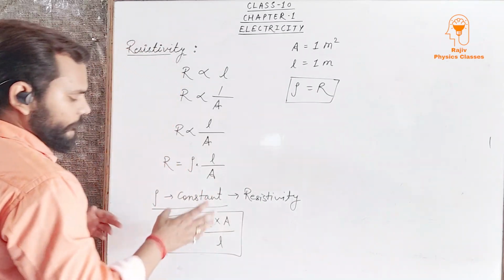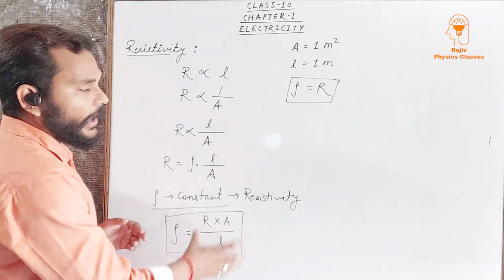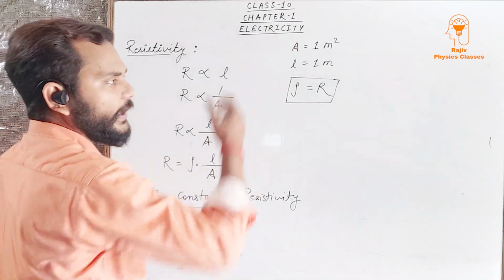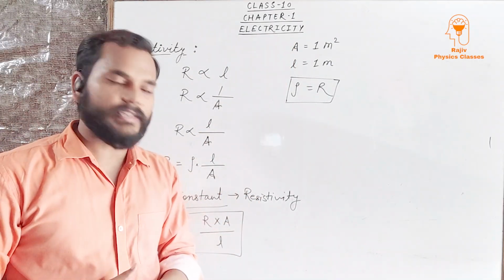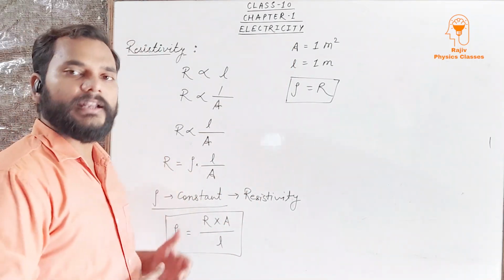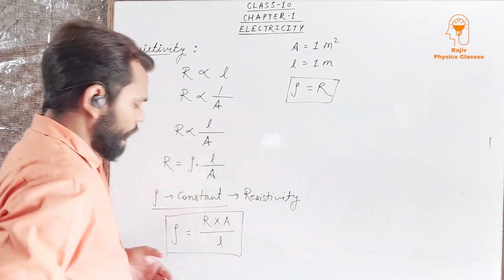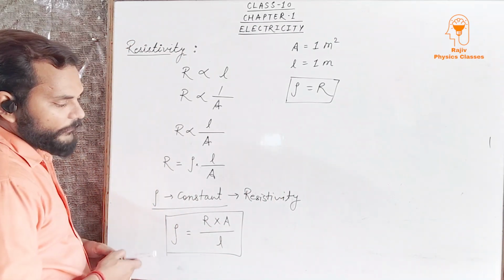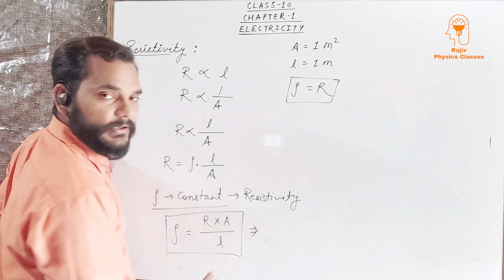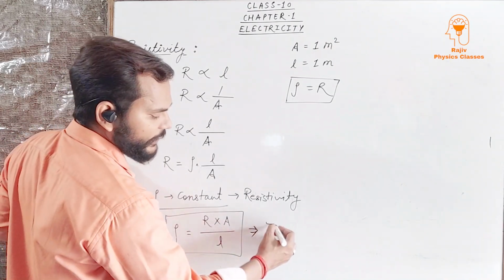So this is the formula of resistivity, and from this formula, if I consider A and L as unity, then we can see here rho is numerically equal to R, and hence we define resistivity. On the basis of this formula, if I ask what is the SI unit of resistivity, can I write the resistance SI unit as rho?